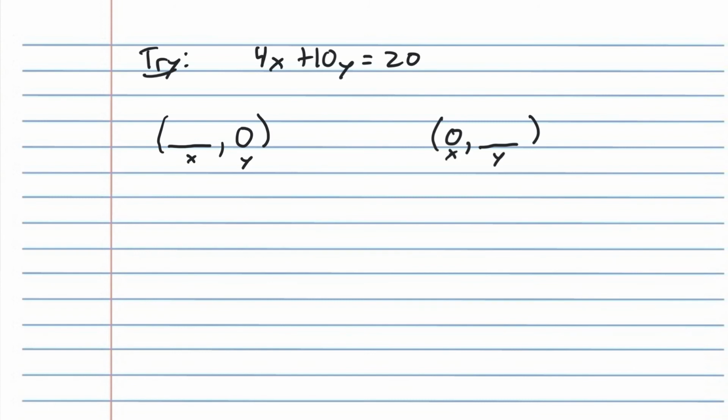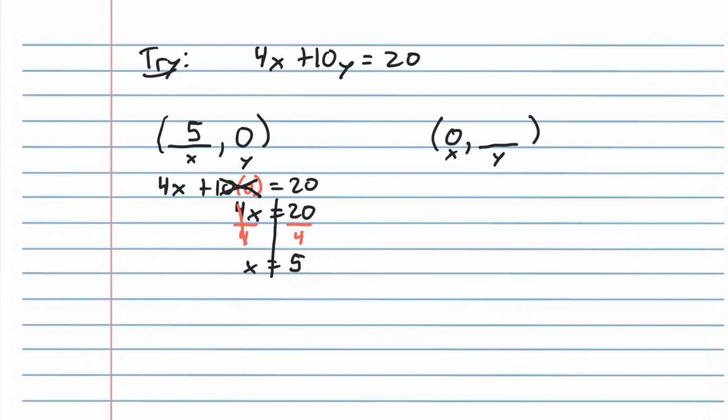All right, let's go ahead and check to see what you guys got. Okay, so for the first one, we're going to plug in 0 for y. So we're going to get something like this, 4x plus 10, and where we're going to place the y value is 0, equals 20. 10 times 0 is 0, so those are gone. 4x equals 20. And now we need to get rid of that 4, so we're going to divide. 20 divided by 4 gives us 5. So our first point is 5, 0.